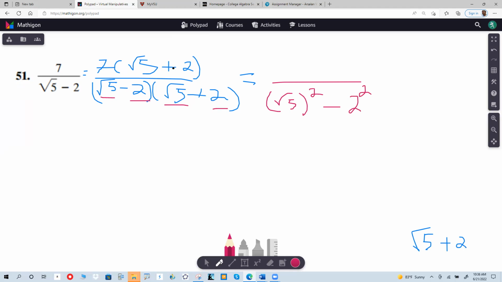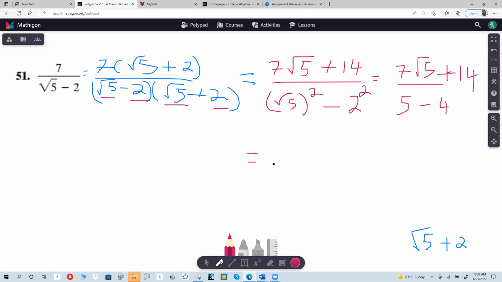Not a big deal. On the top, you can write it like this. Nobody cares really, if you want to. All right. So square root of 5 squared is simply 5, and 2 squared is 4. On top, I still have what I had before. I really don't have much to do. And the bottom becomes 1, and that's nice. 5 minus 4 is 1. I can practically ignore it.